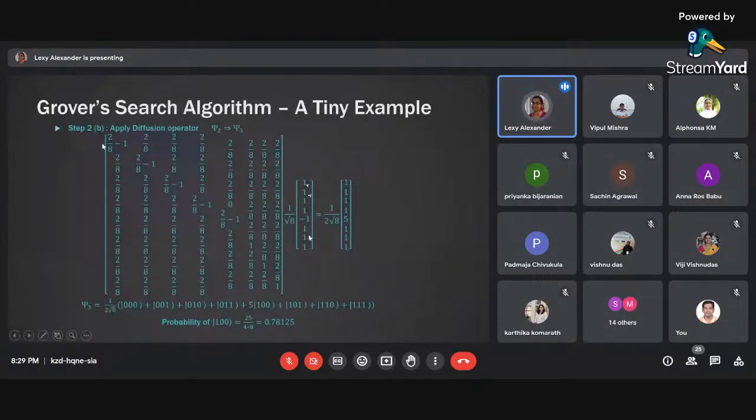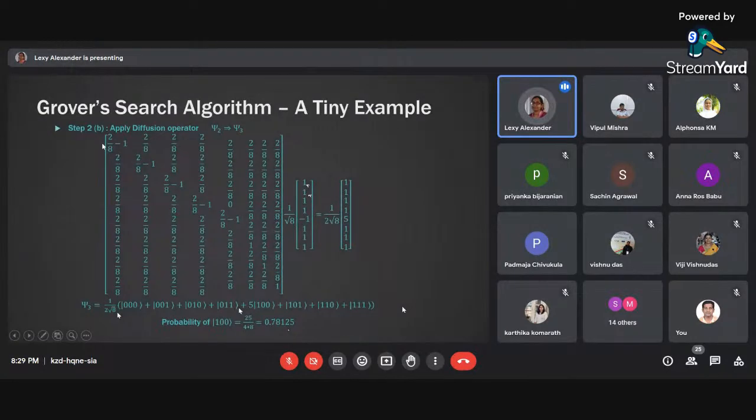So what you will get is 1 by 2 square root of 8 times 1, 1, 1, 1, 5, 1, 1, 1. So the new state psi3 is equal to 1 by 2 square root of 8; everywhere it is plus 1, here only it becomes 5. So what is the probability of now measuring 1,0,0? It will be its amplitude squared, that is 5 by 2 square root of 8 modulus squared, that is 25 by 4 into 8, which becomes 0.78125. It increased, and the other states' probabilities have decreased; for 1,0,0 it is increasing.